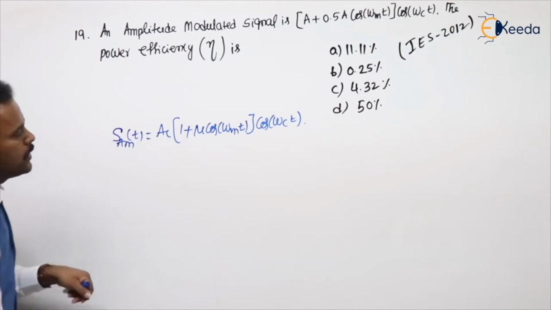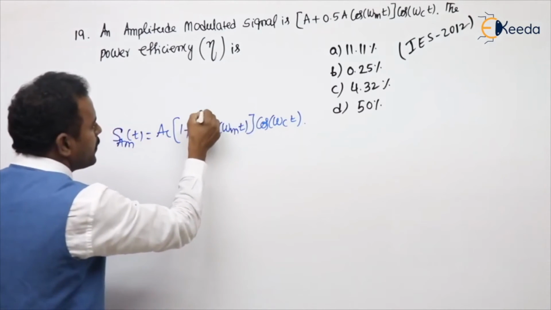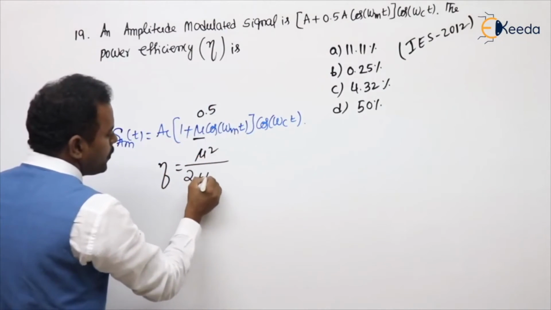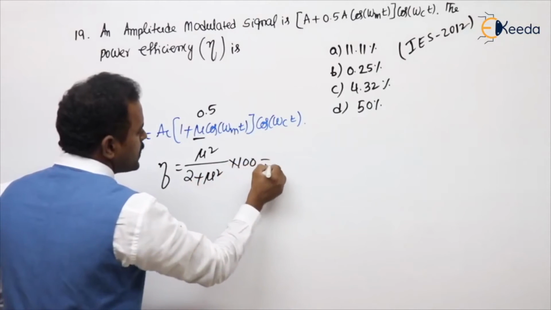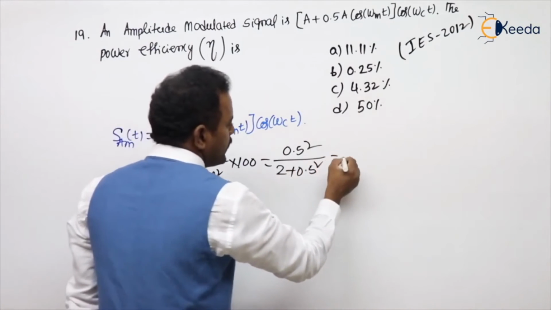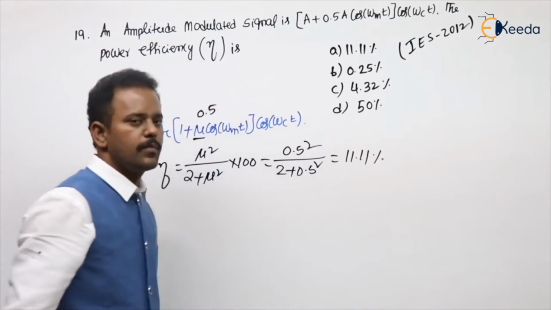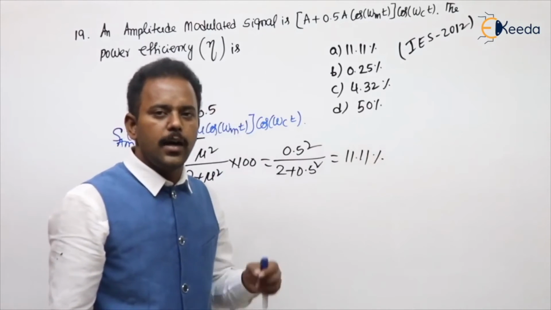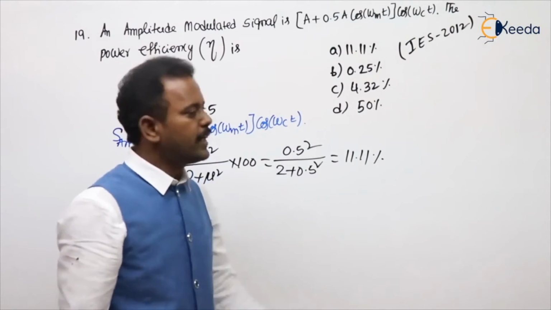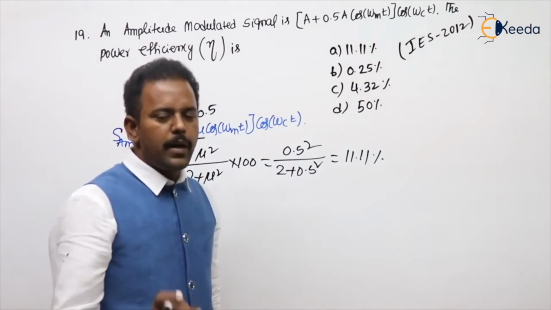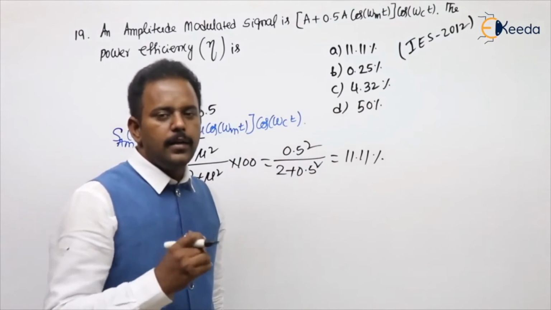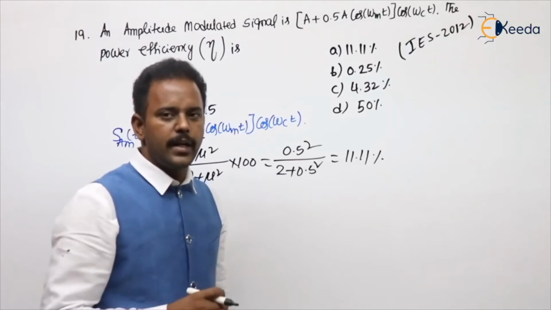Now try to compare both. Then what is the mu value? If you take A common, 0.5. What is the efficiency formula? Mu squared by 2 plus mu squared, into 100. If you want the percentage, mu value 0.5 squared by 2 plus 0.5 squared. This will be 11.11%. The same problem was also asked in the 2019 IES examination objective paper. So that's my intention of taking this one. So remember the values from 0.1 up to 1. What are the efficiency values? In the calculation of efficiency I took some 6 values, remember the remaining also.